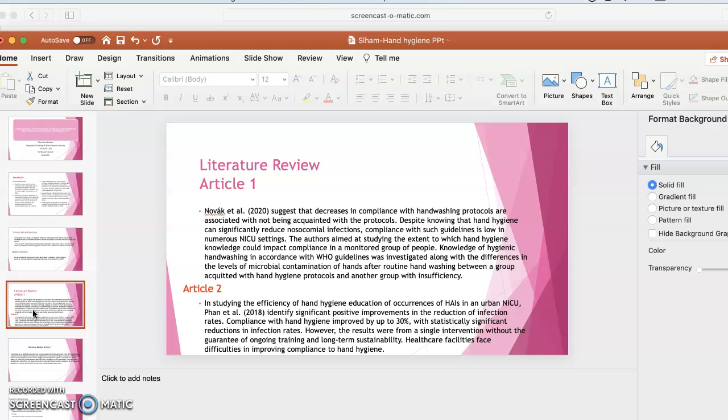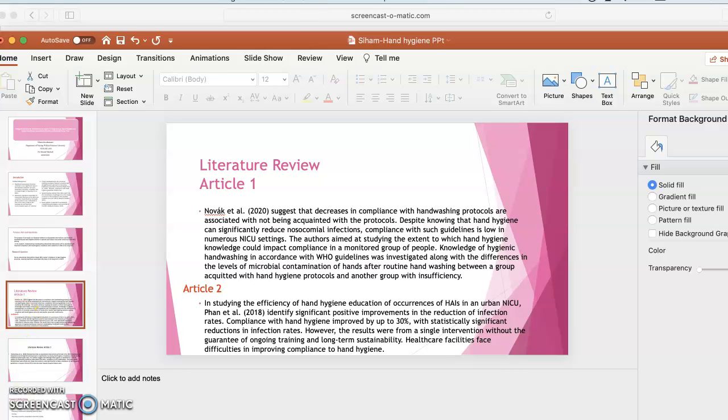Knowledge of hygienic hand washing according to WHO guidelines was investigated, along with the difference in the levels of microbial contamination of hands after routine hand washing between a group acquainted with the hand hygiene protocol and another group with insufficient knowledge.